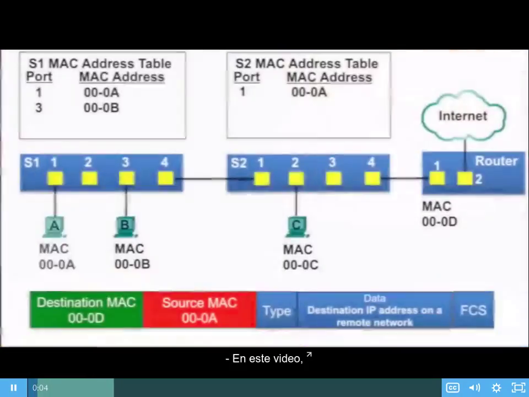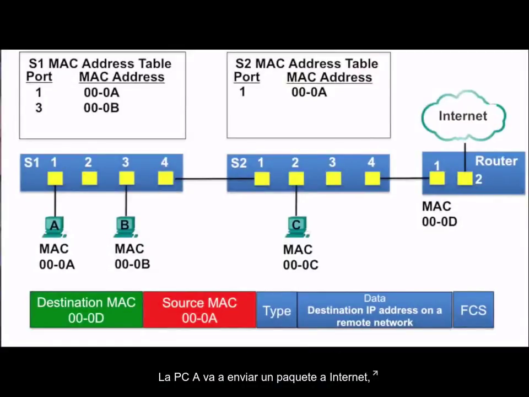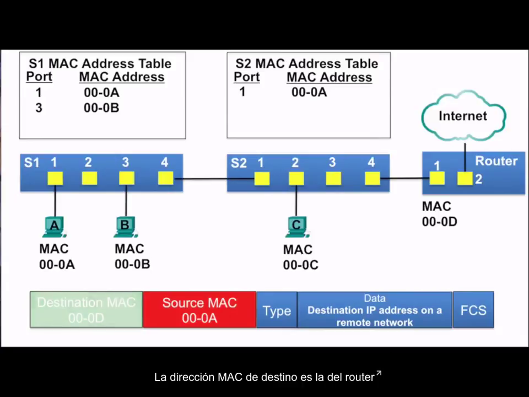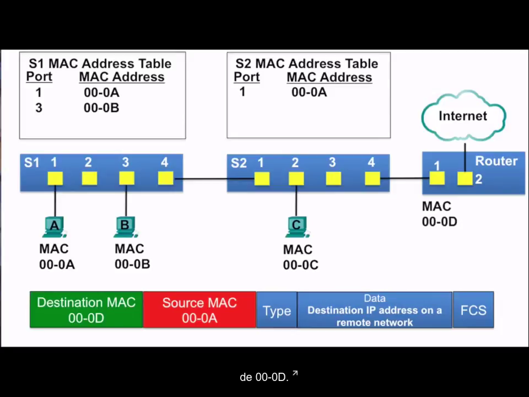In this video, PCA is going to send a packet to the internet because the destination IP address is on another network. So in this case, the source MAC address is that of PCA. The destination MAC address is that of the router of 000D. So the Ethernet frame is sent to switch S1.